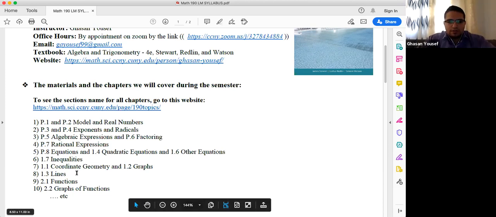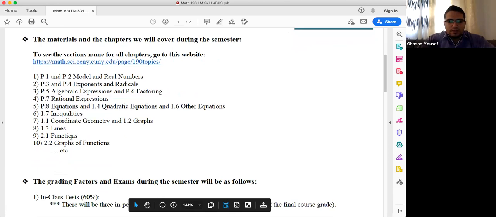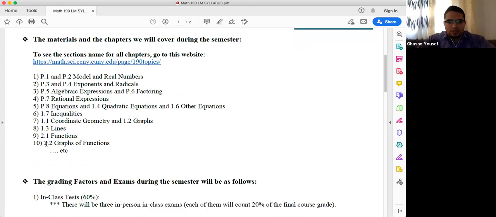1.1 is the coordinate geometry. 1.2 is the graphs. 1.3 is the lines. 2.1 is the functions. And 2.2 is the graphs of functions, and so on. You can see the rest of the topics by clicking here in this link, and you can see all the topics.